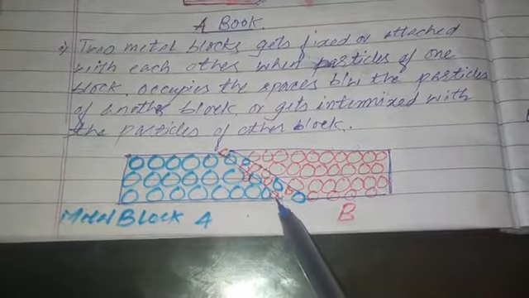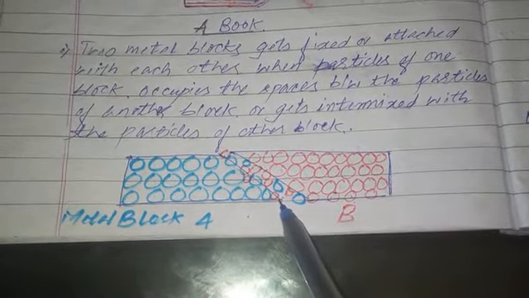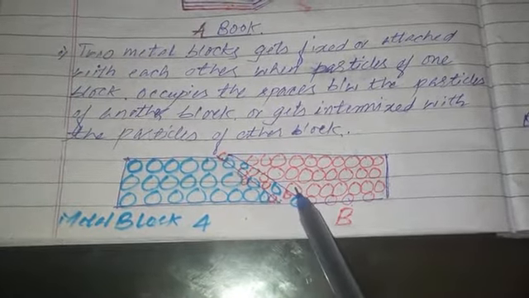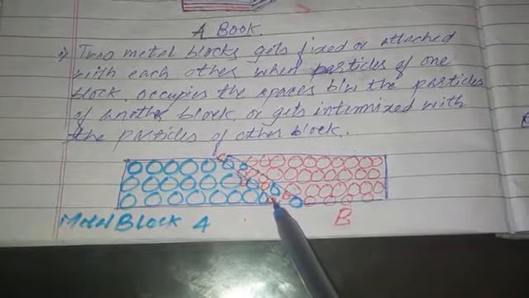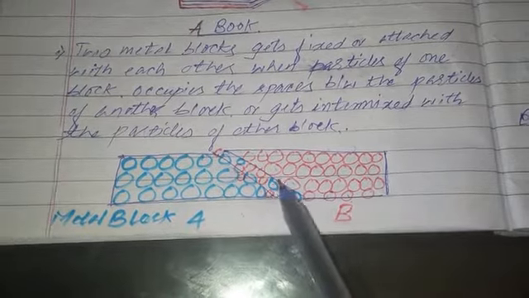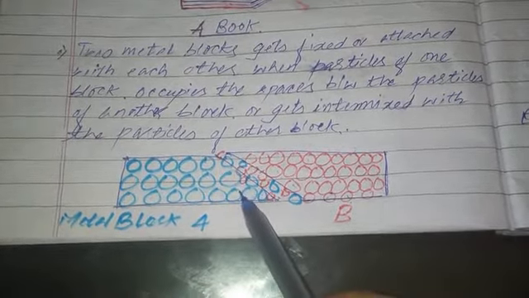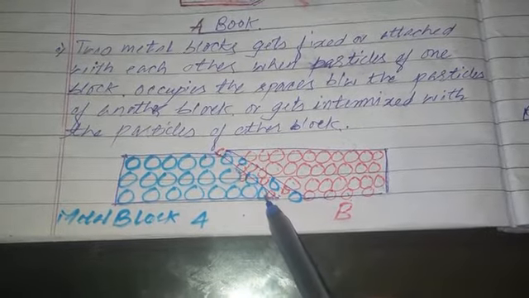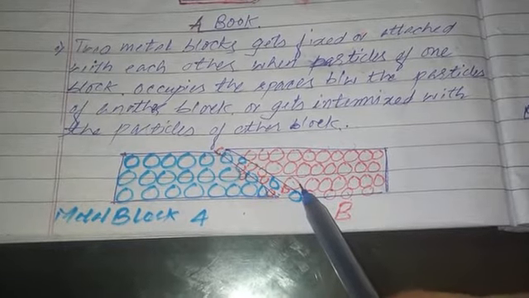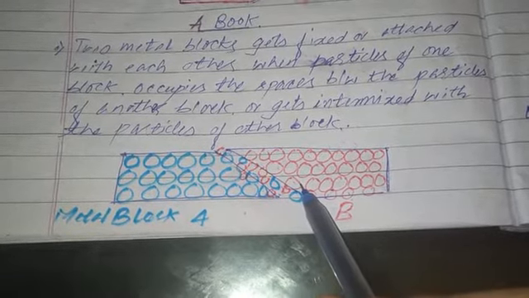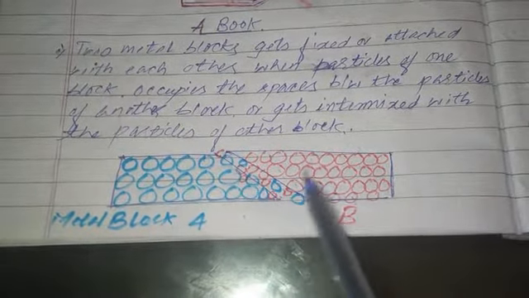See, you can see here, okay, and after some days, after some months also, we can say both the blocks will get fixed or attached with each other, and these particles will occupy the spaces in the particles of the A block, and the A particles, metal block particles of A, will occupy the spaces in the B block. Are you understanding, my child? Okay. So in this way, this is known as solid diffusion.